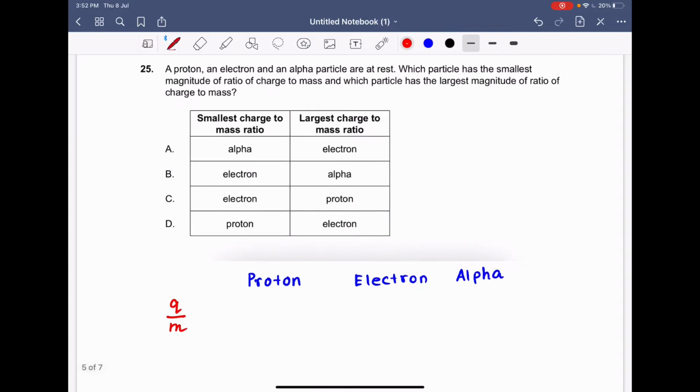So what is the charge of the proton? The charge of the proton is E, so 1 unit of charge. What is the mass of the proton? This will be equal to m of p, where the subscript p means it is the mass of the proton. What is the charge of the electron? The charge of the electron is E, right? 1 unit of charge again.